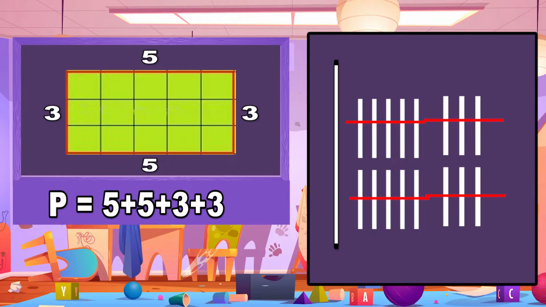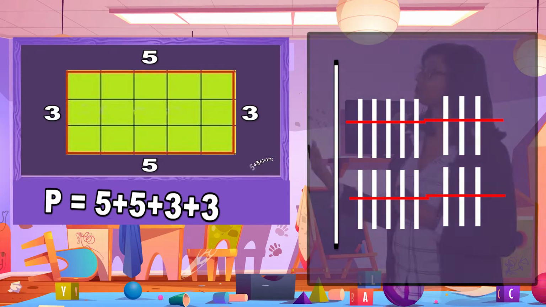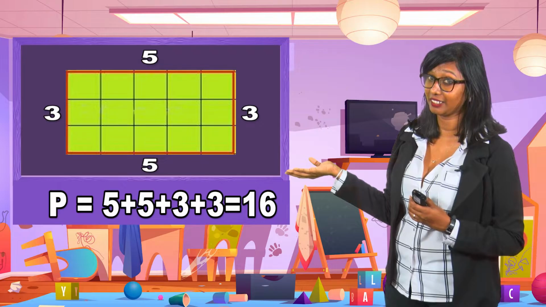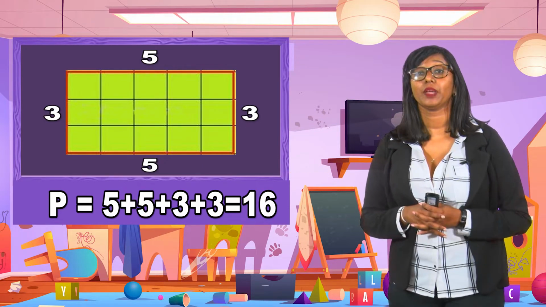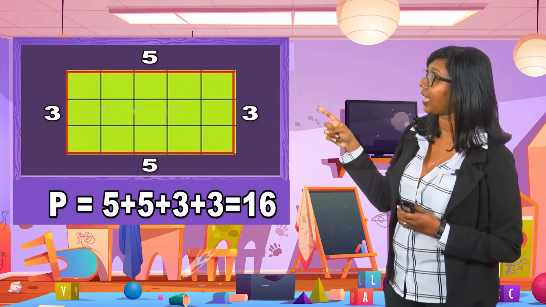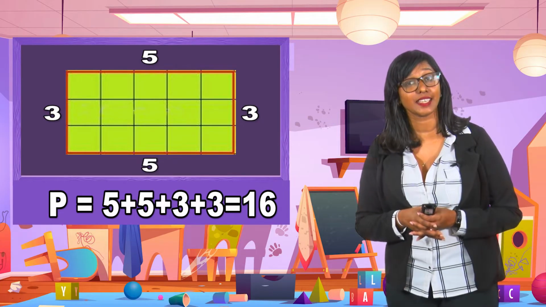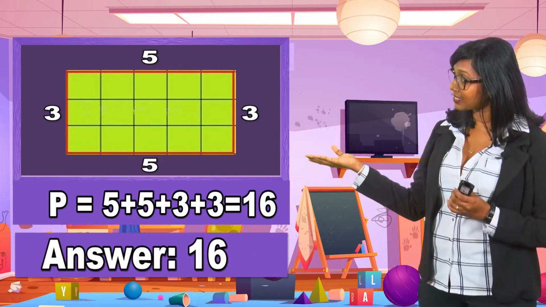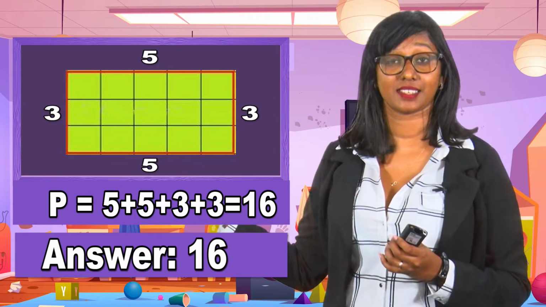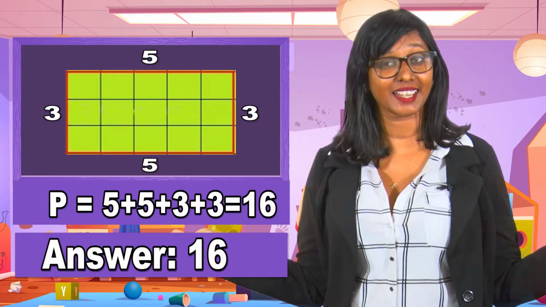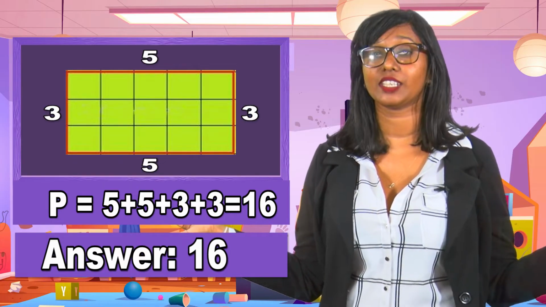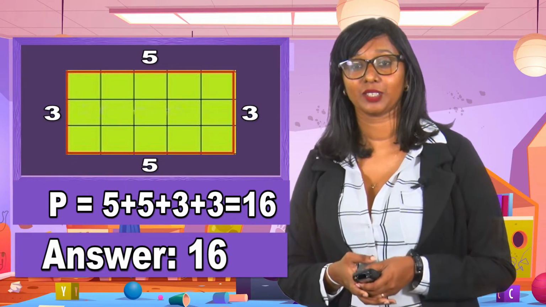And what we're going to do now is that we're going to count all together. And we're going to get 16. So our perimeter for this rectangle will be 16. We write the word answer and we write 16. Okay, boys and girls, see how easy that is? It is very, very easy to find perimeter.